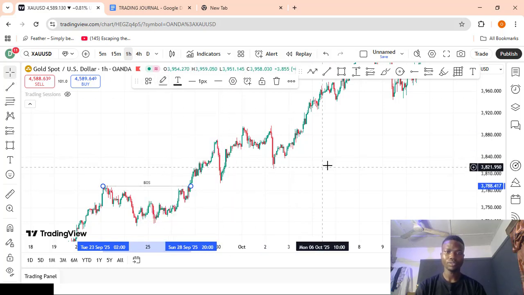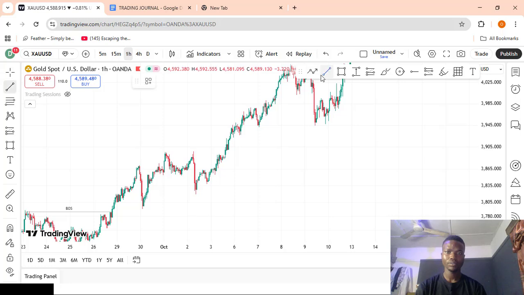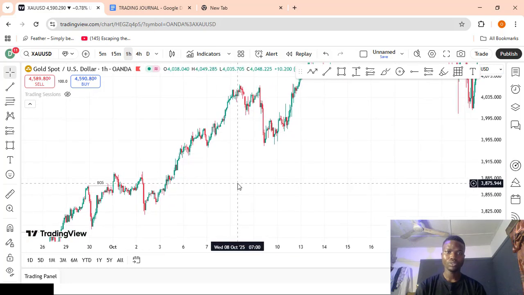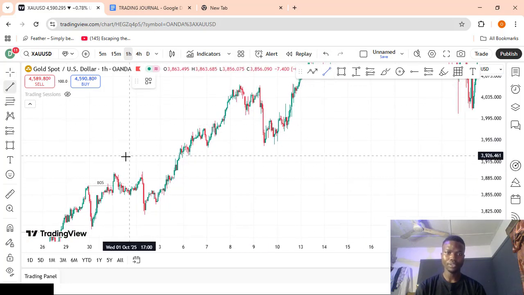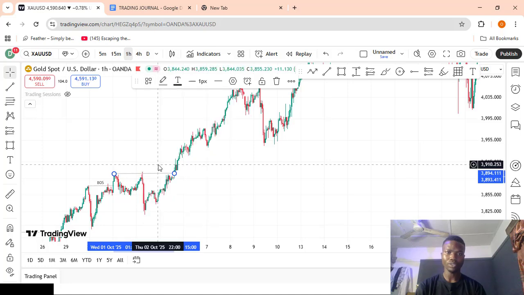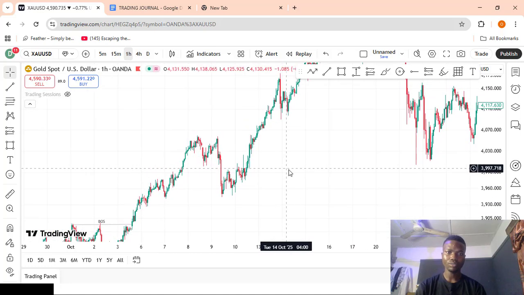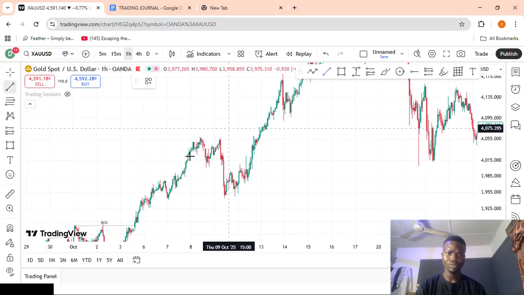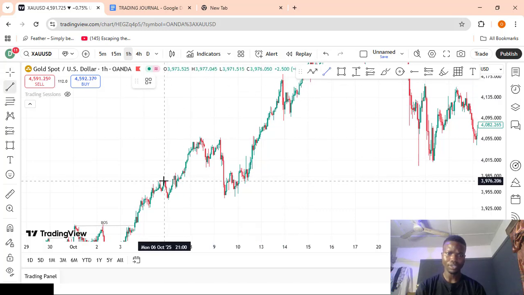This is a break of structure. Then we can actually mark this place as well as our break of structure. So this is how you follow the money. All right, this is how you follow the money. This is another break of structure. This is another break of structure to the upside. Then if you continue to look here, you can see that there is another break of structure around here.